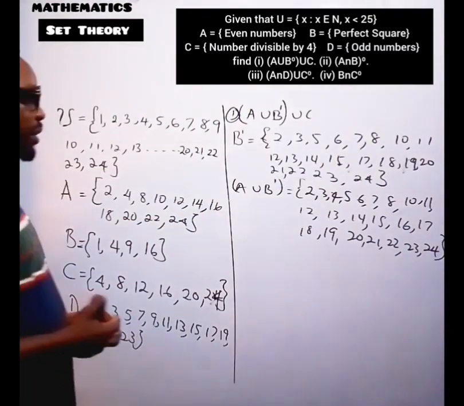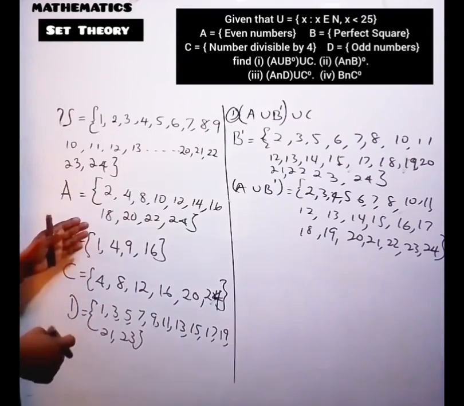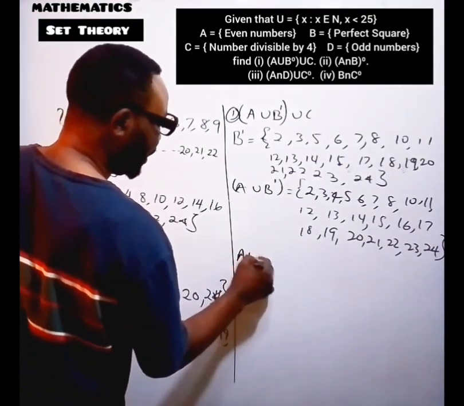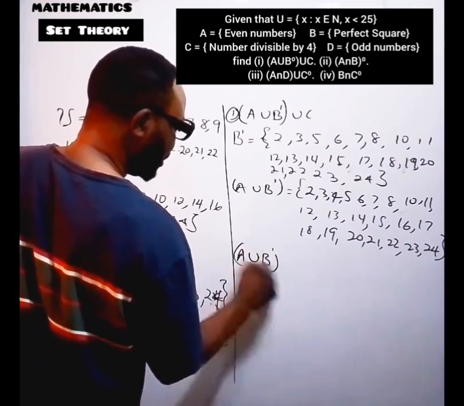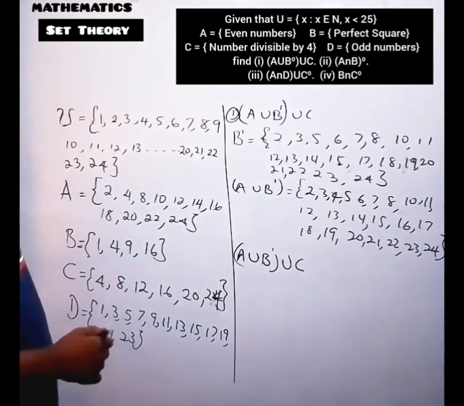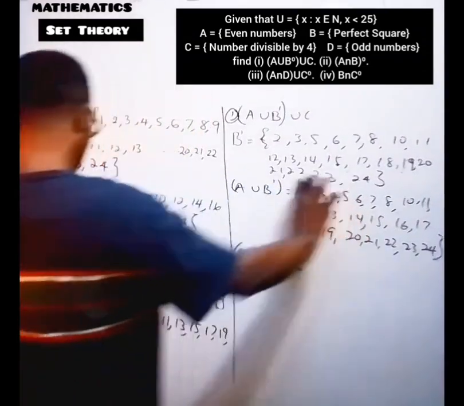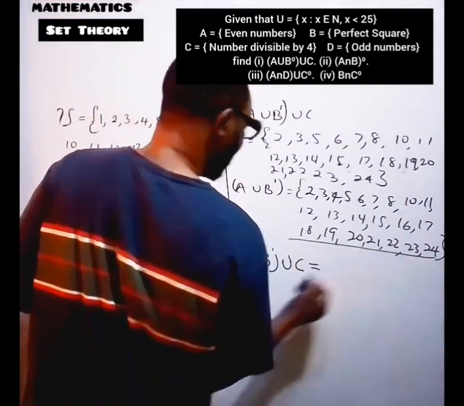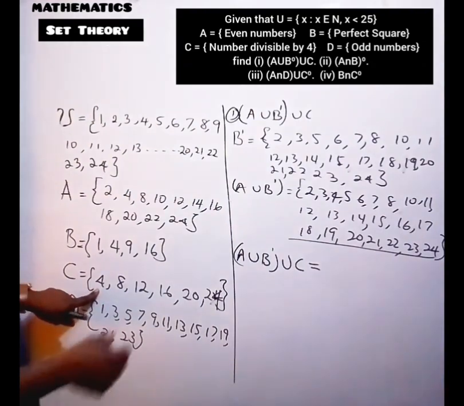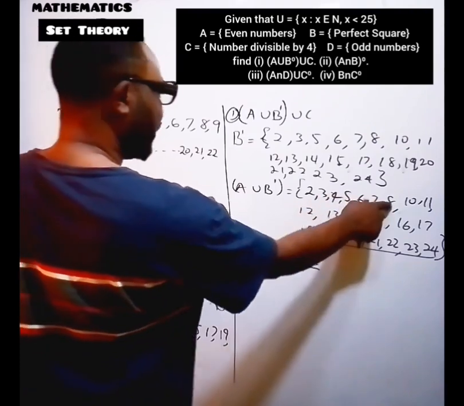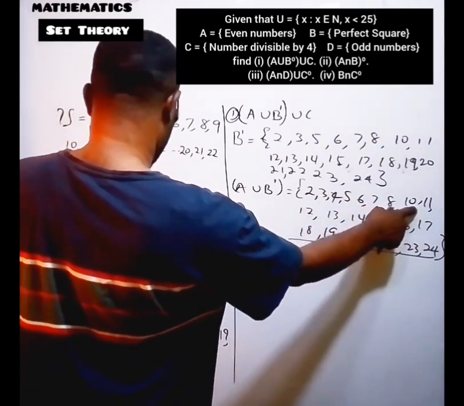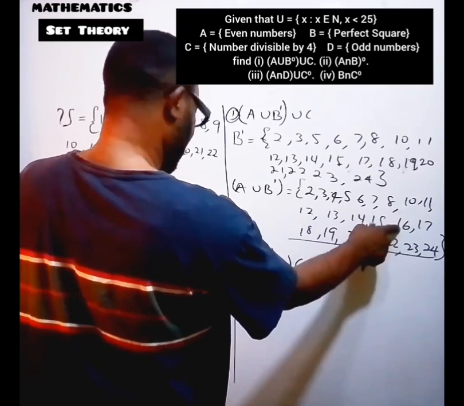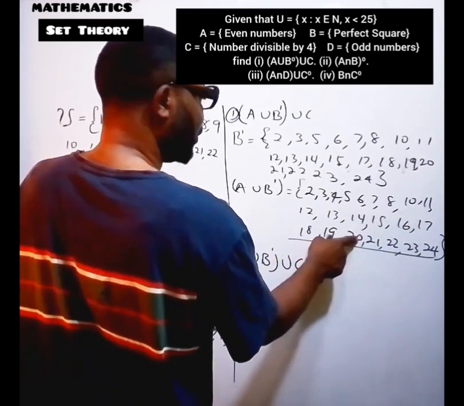Now, the real answer we want to find is A union B complement union C. Everything we have here is now unioned with the value of C here. We have 4 here. Do you have 4 here as well? We have 4 here. We have 8 here, we have 8 here. We have 10 here, we don't have 10 in C. We have 12 here, 12 here. 16 here, 16 here. 20, 20, 24, 24.